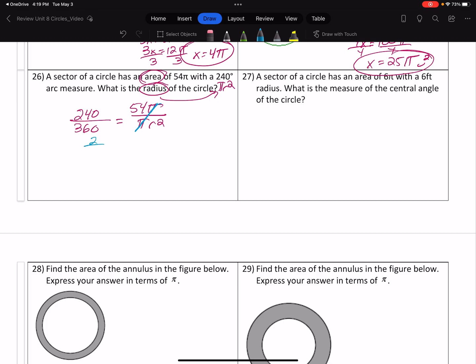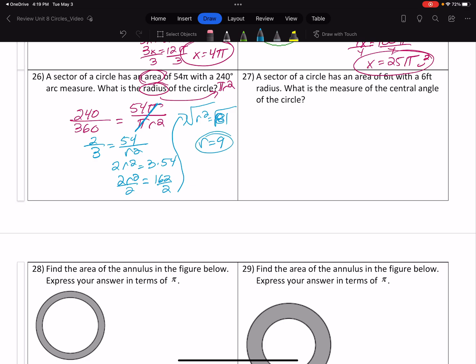240 over 360 is 2 over 3 is equal to 54 over r squared. I cross multiply. I have 2 r squared is equal to 3 times 54. 2r squared is equal to 3 times 54 is 162. Divide by 2. R squared is equal to 81. Take the square root. My radius is equal to 9.